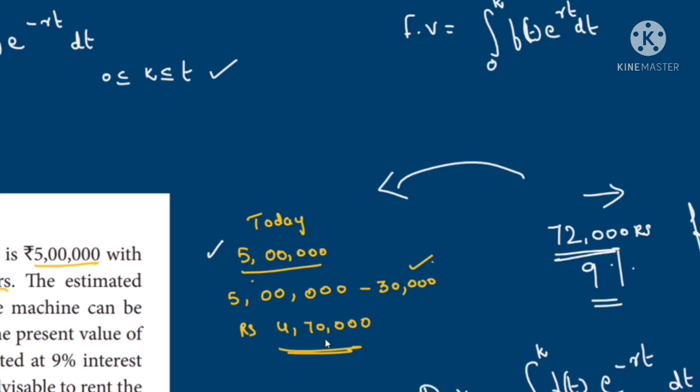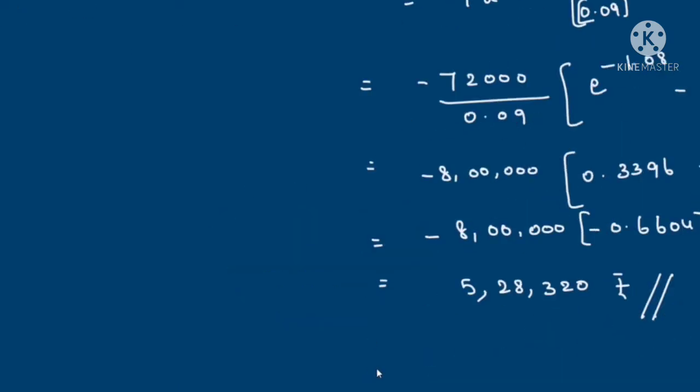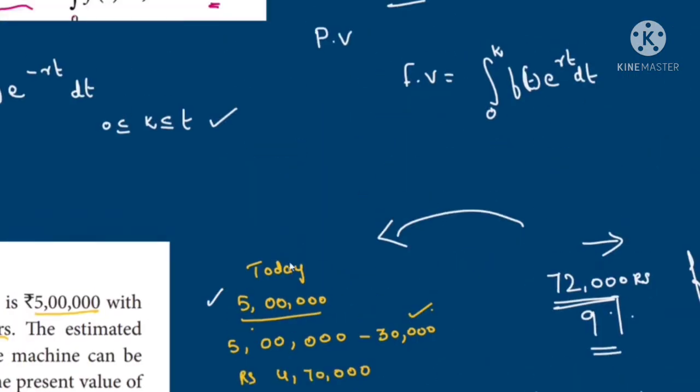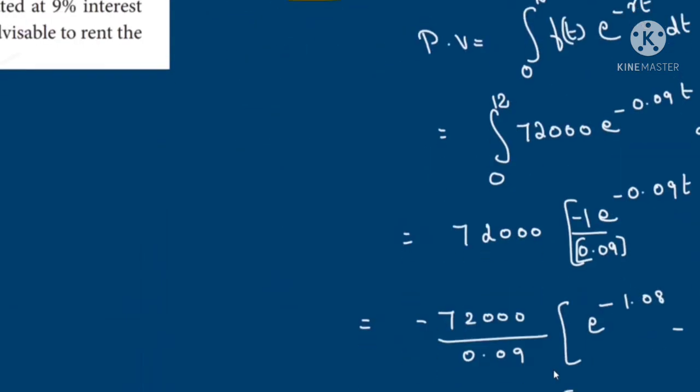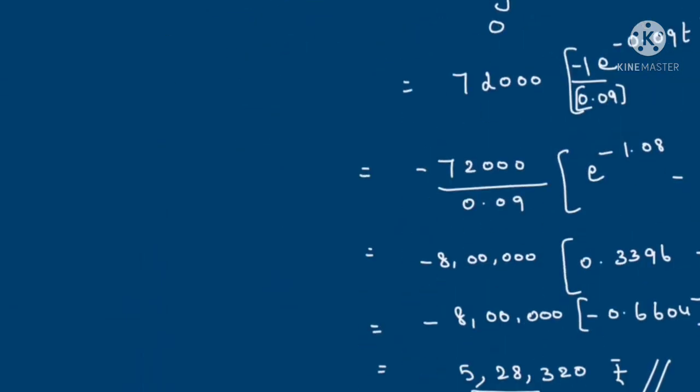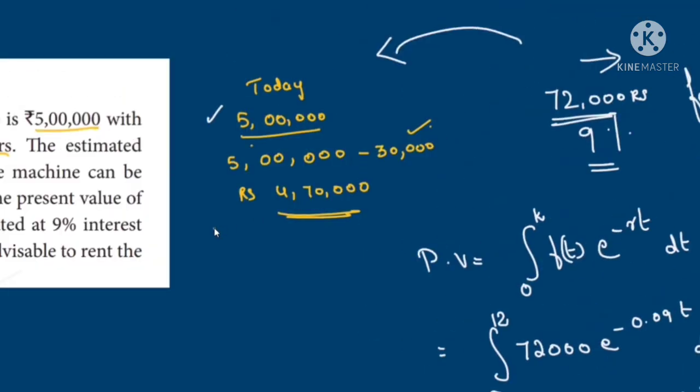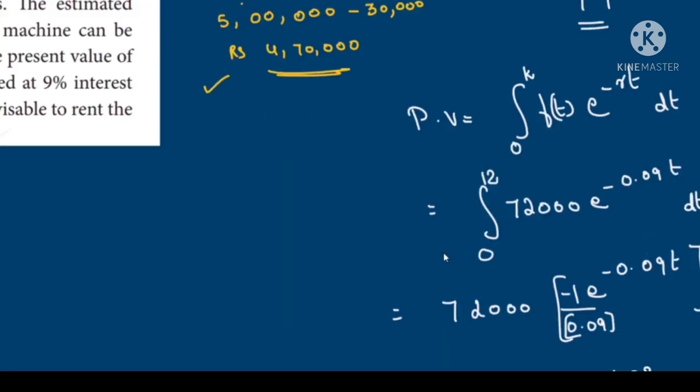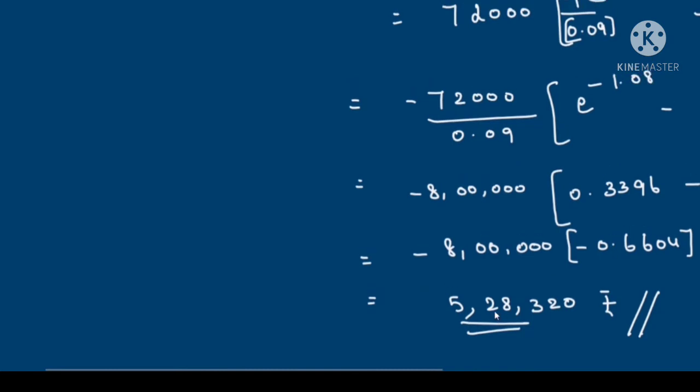So if you get it for rent, then how much are you spending? You're not giving it for rent, you are paying the rent. Instead of buying the machine, which costs you 5 lakhs, if you take it for rent, that is every year you pay 72,000, then how much are you spending? 5,28,320 you are spending. Which is better? To buy the machine. If you buy the machine, the amount that you are spending is only this much. But if you take the machine for rent, you are spending 5,28,000.